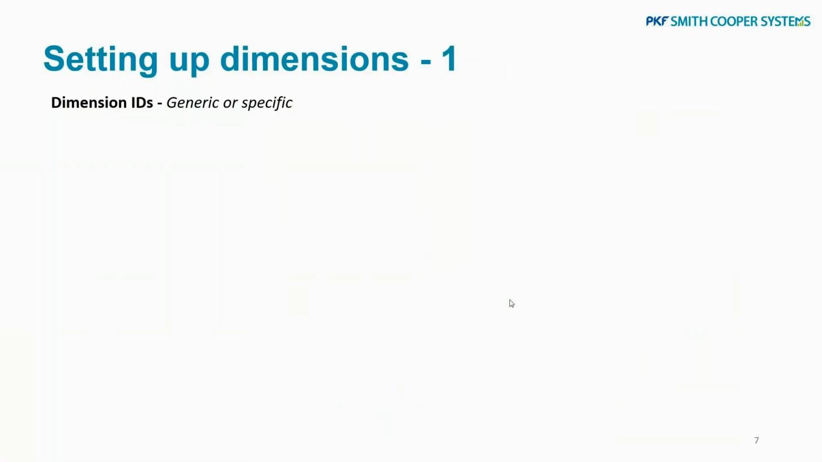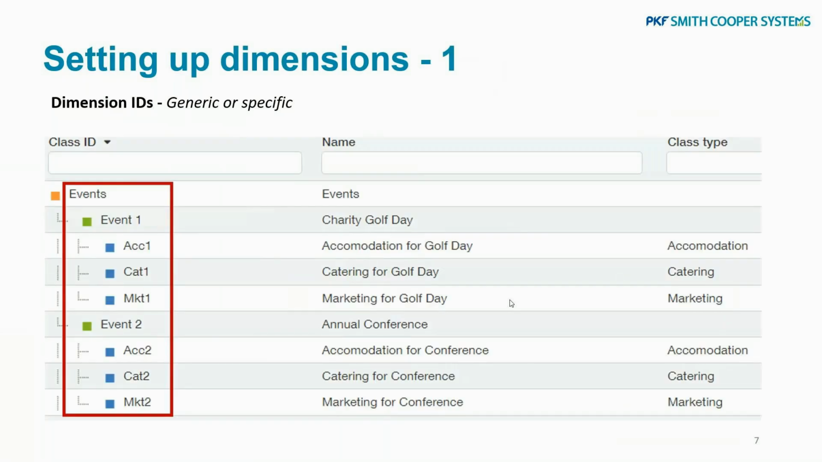When we go about setting up dimensions themselves, we give them a dimension ID. Now that dimension ID can either be a generic ID or it can be a specific ID. Here we can see I've set up some dimensions under classes, and I've just given them specific IDs in relation to the types of dimensions they are.